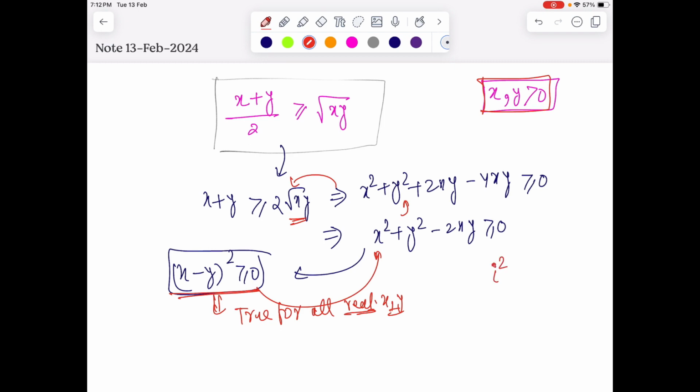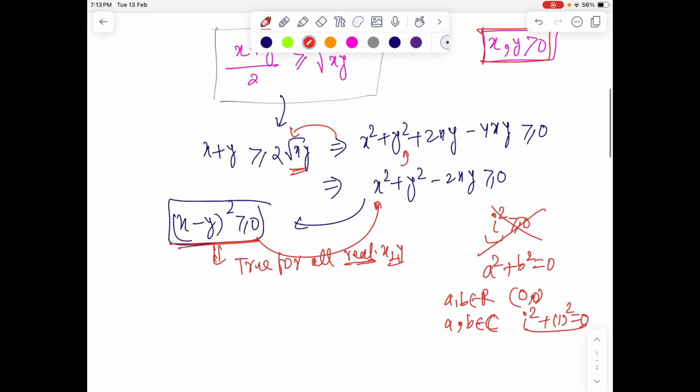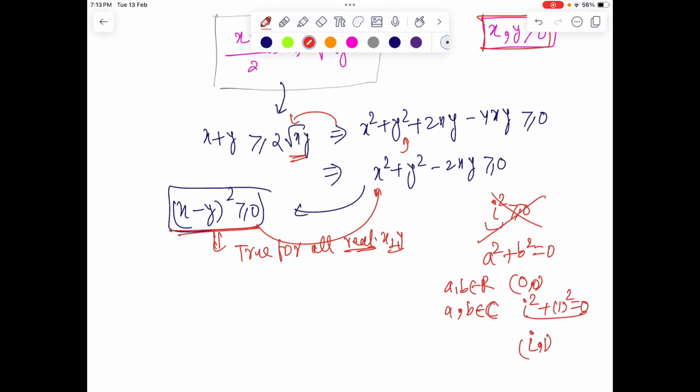It's not true for complex numbers, right? For example, i² is -1. So definitely i² is not greater than or equal to 0. Moreover, if I tell you a² + b² = 0, what are the possible values of a and b? If a and b are real, then the only possibility is 0, 0. If a and b are complex numbers, then it can give many answers. For example, i² + 1² is also 0. So it can give multiple answers. Okay, so these are small things you must take into consideration.